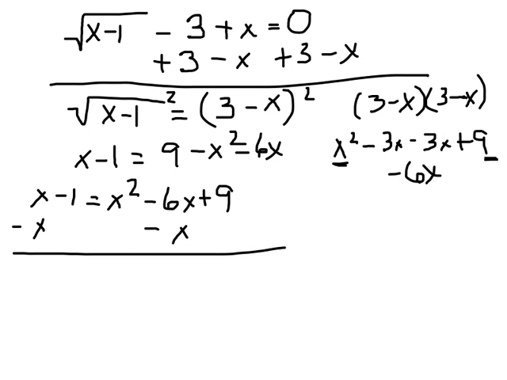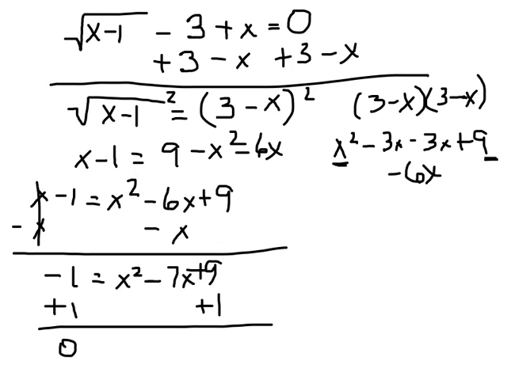And we're going to get rid of this. And we're going to have negative 1 equals x squared minus 7x plus 9. And then I'm going to add 1 to both sides. And I'm going to get 0 equals x squared minus 7x plus 10. Then I factor this, and I'm going to find that x is equal to, let's see, 5 and 2, negative 5 and negative 2.